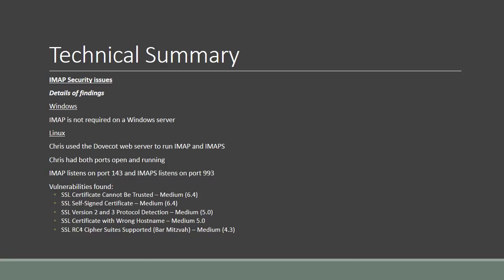IMAP security issues. For Windows, IMAP is not required. For Linux, Chris used the Dovecot server to run IMAP and IMAPS. Chris had both ports open and running. IMAP listens on port 143, and IMAPS listens on port 993. The vulnerabilities found were SSL certificate cannot be trusted, SSL self-signed certificate, SSL version 2 and 3 protocol detection, SSL certificate with wrong hostname, and SSL RC4 cipher suites supported.